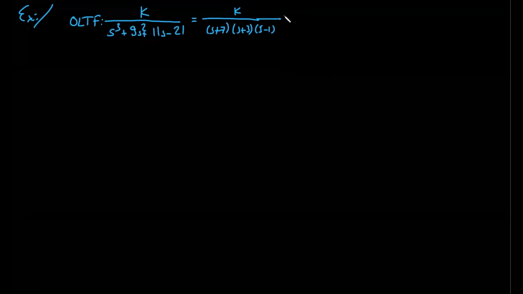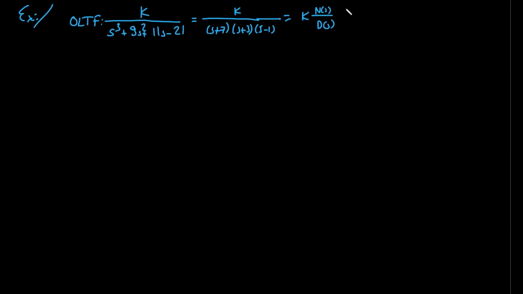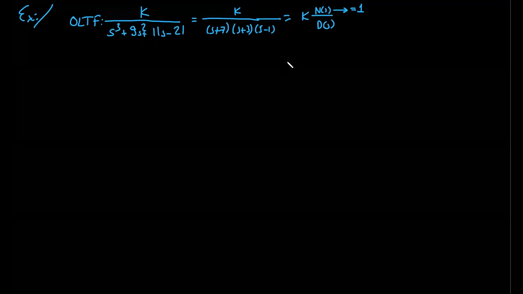And this is given in the K times N of S divided by D of S form, right? And what is N of S here? That is simply equal to 1. And I have no open loop zeros, only 3 open loop poles. And I'm trying to find the closed loop pole locations by sketching the root locus.